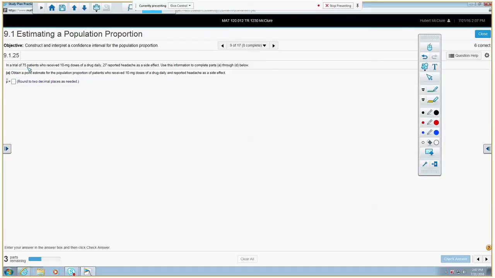In a trial of 75 patients who received 10 milligram doses of a drug daily, 27 reported headache as a side effect. Use this information to complete parts A through D. And I can't do A through D without doing each one. Well, 27 out of 75. Is that what you got? Yeah. Okay. So the first one, P hat, is equal to 27 over 75. Which one is the red herring? 10 milligrams.